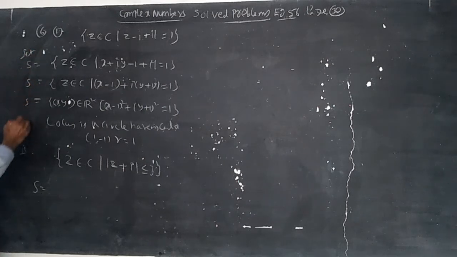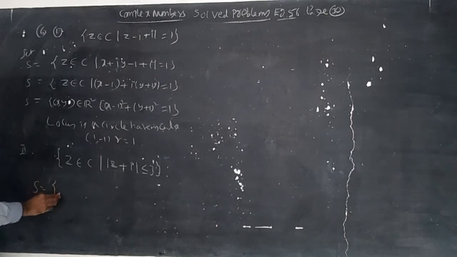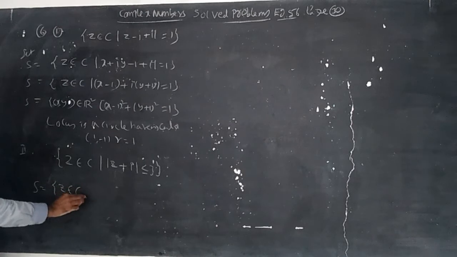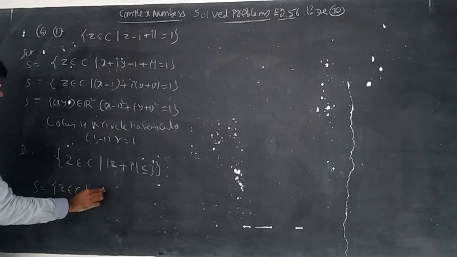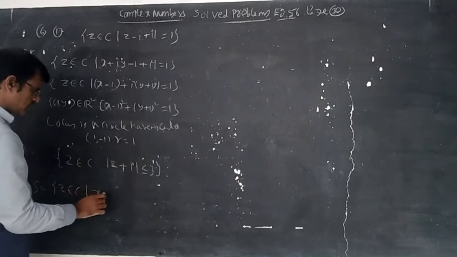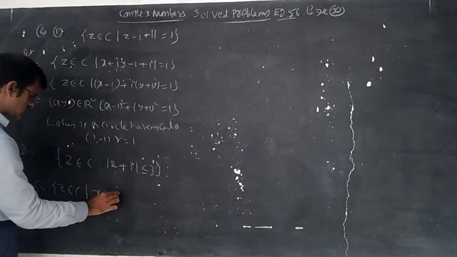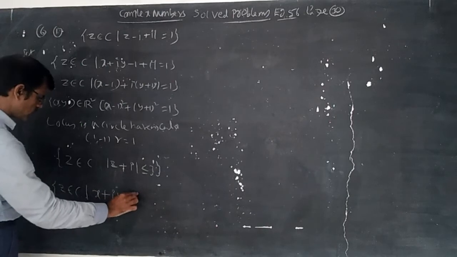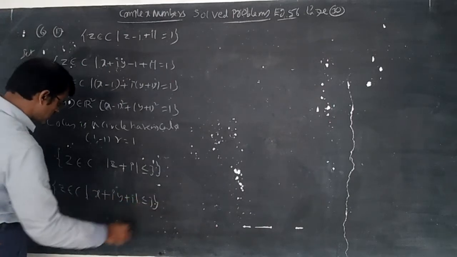In the answers he gave the set S. This is also S or S dash, you can write. Let the set be Z belongs to C. Now modulus of Z plus i, you write as modulus of x plus iy plus i, less than or equal to 3.